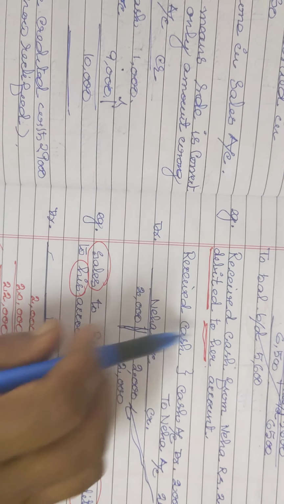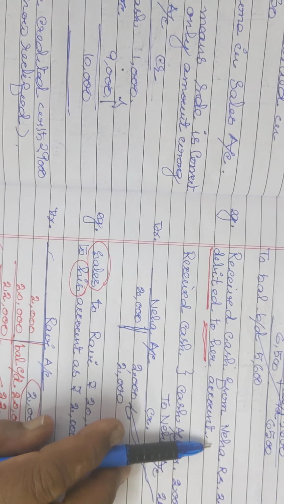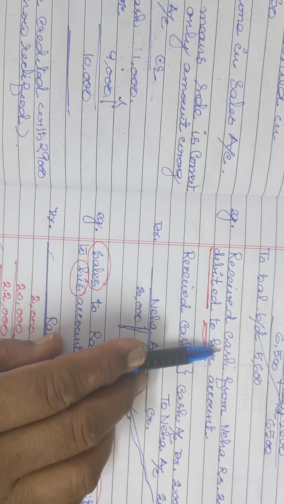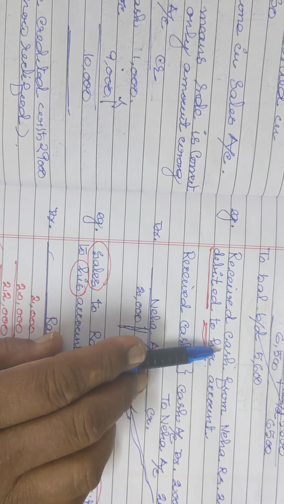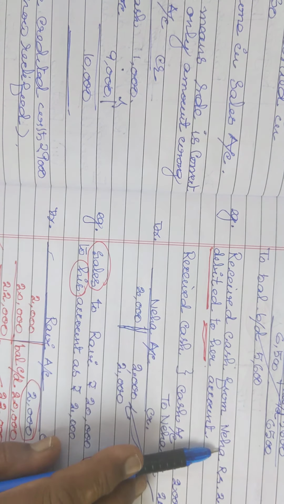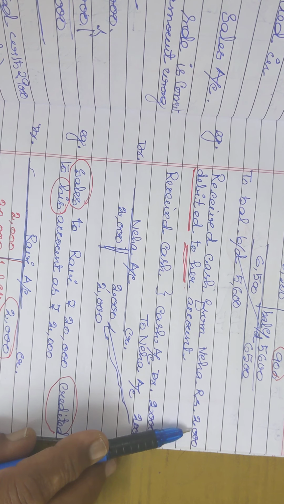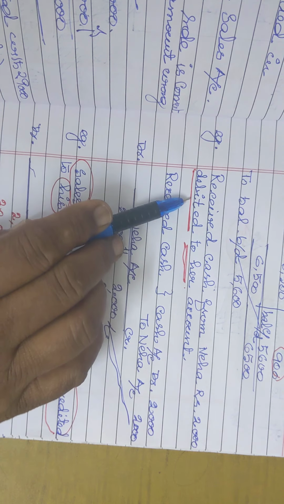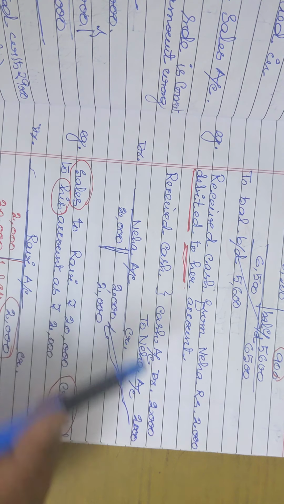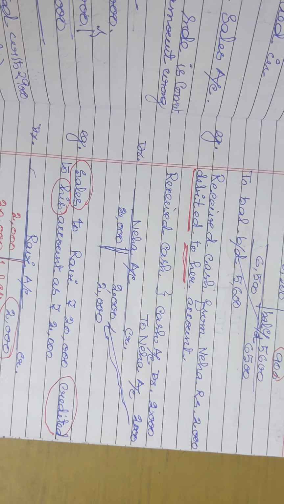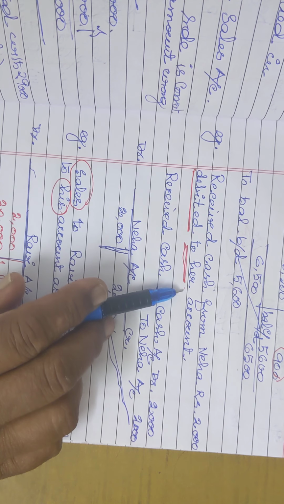So next, moving on to the next example, received cash from Neha. The moment you see received cash, cash has come inside. What is your journal entry? Cash account debited. Automatically this fellow will be credited. Neha has to be credited with rupees 2,000. But what have they done? They have debited her account. I have already told you, you will be seeing the words posted, debited, credited. So debited to her account.